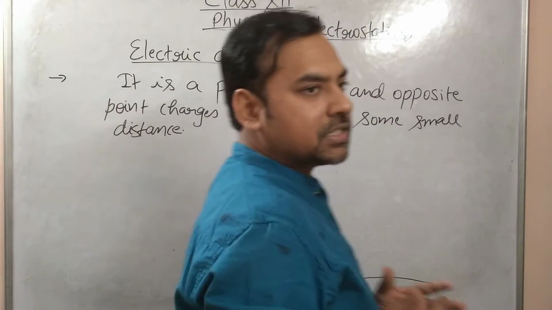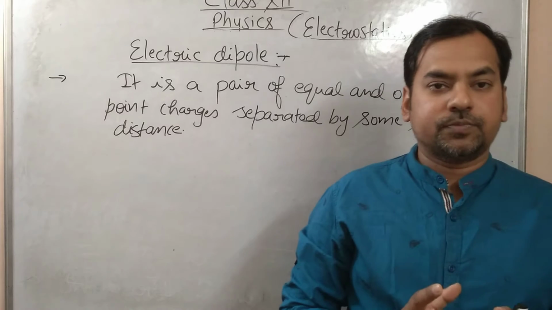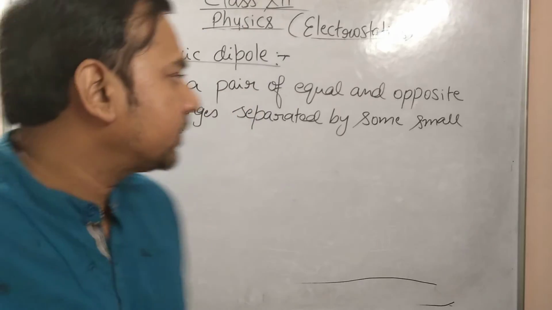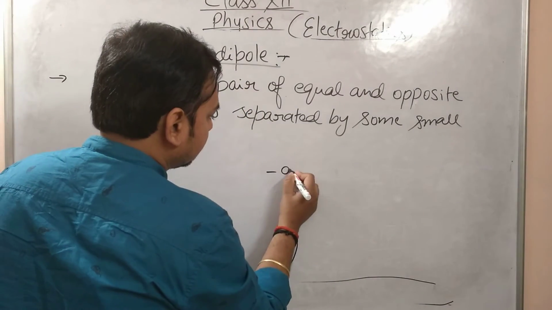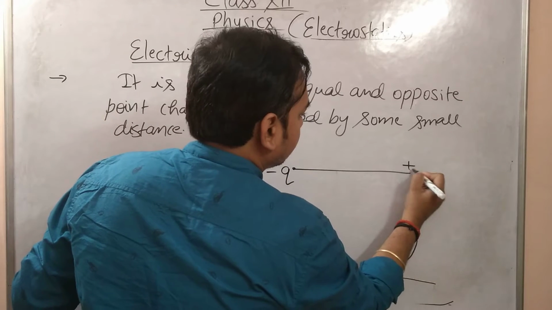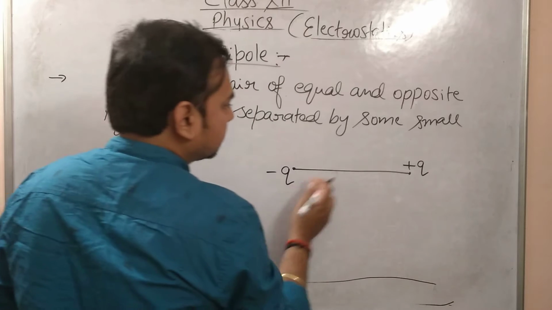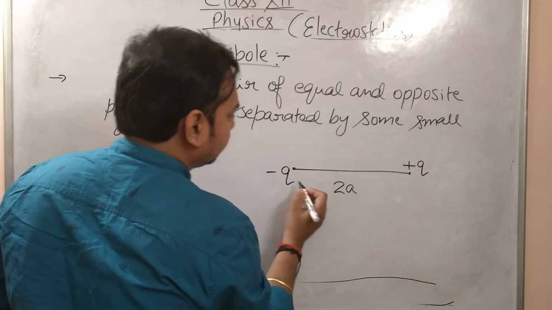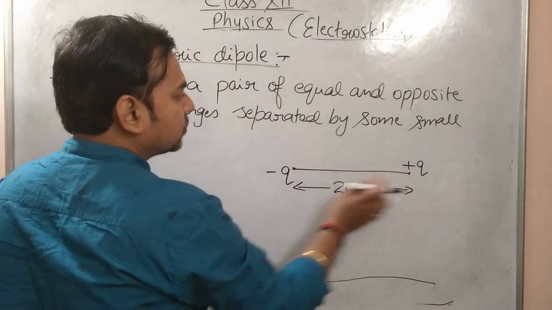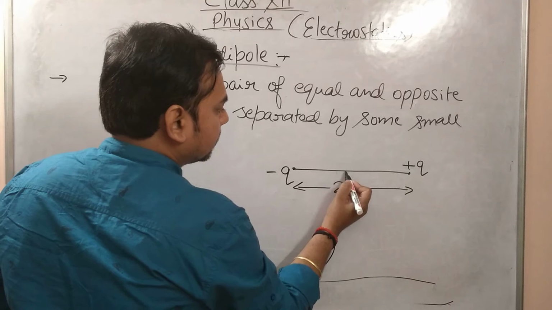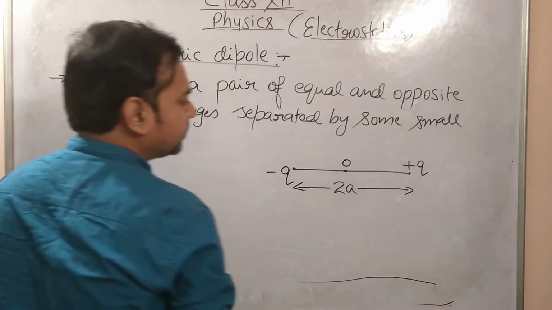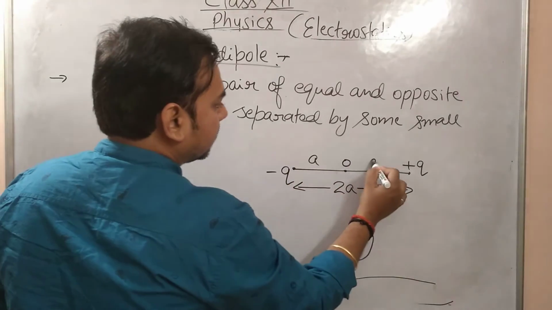So basically it is a combination or system of two point charges. Is that clear? Here it is. Suppose this is minus q point charge and another one is situated at some small distance, that is 2a. 2a is a very small distance and these two charges are separated by 2a. This is the center of the dipole. This is A.